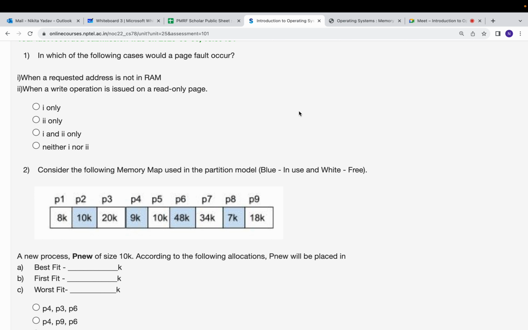Now if your page table entry says that this page is not present in the RAM, which means that the present bit is set to 0, that is when a page fault occurs. So who generates the page fault here? Your memory management unit, that is your hardware, is generating the page fault. It is giving a signal that something is wrong, and then that signal is caught by the operating system.